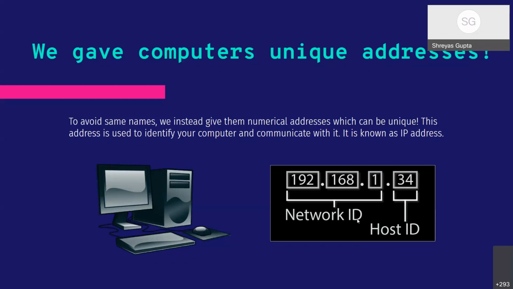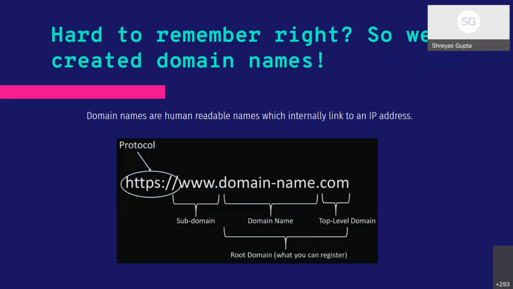So what we came up with is called domain names. Any domain, for example, google.com, facebook.com, IIITA.ac.in, is a domain name. All these are domain names, which are just masks for your IP address. google.com is basically just a name given to the IP address of the server where the google.com website is hosted. So that's what domain names are.